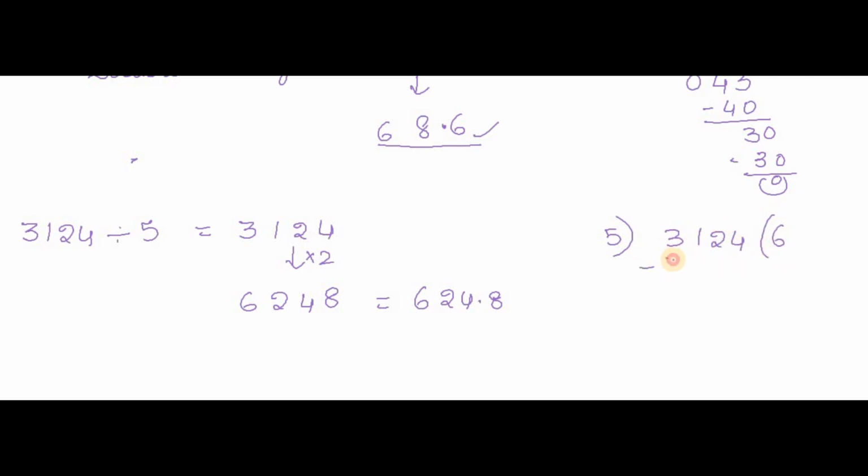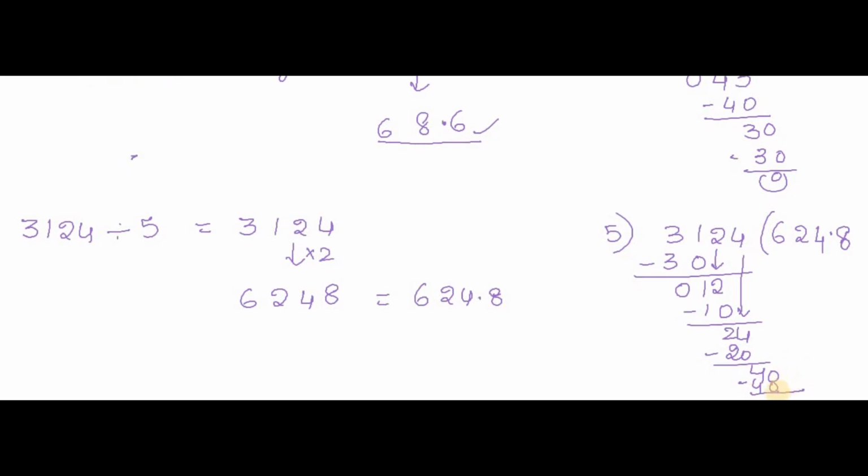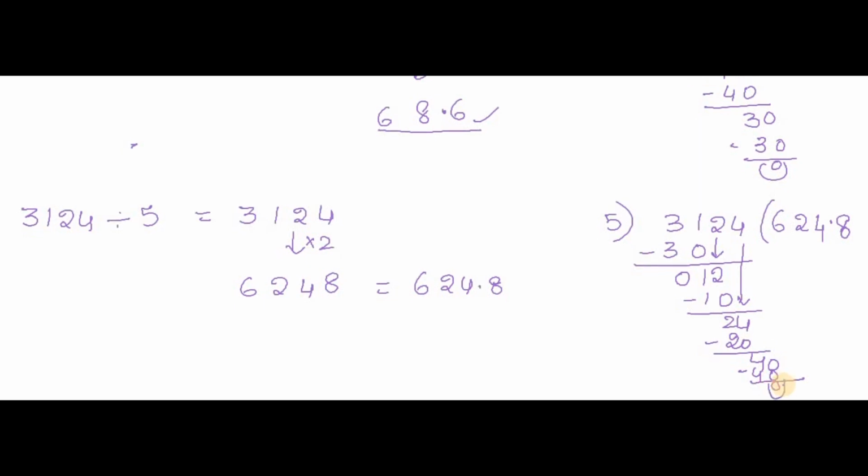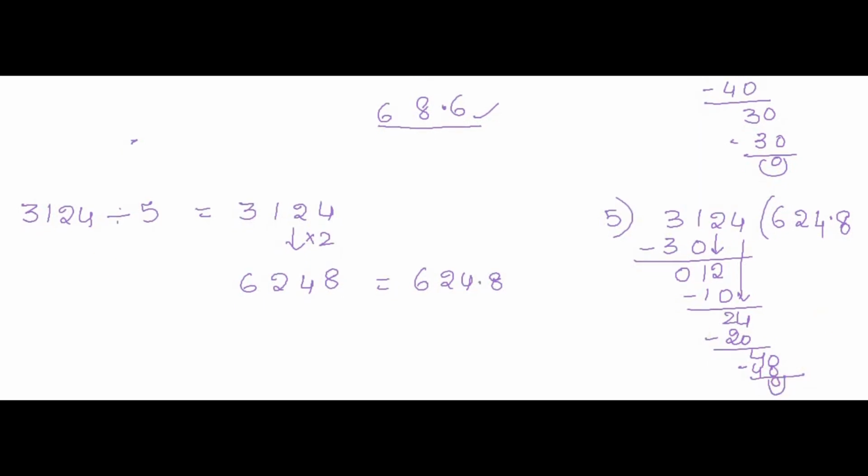5 6s are 30, because the first digit is smaller, 1 and 0. Call the next digit. 5 2s are 10, and 4 will come down. 5 4s are 20, and we all know that with the decimal point we can write 10 here. 5 8s are 40. Right, now we'll move on with one more example.